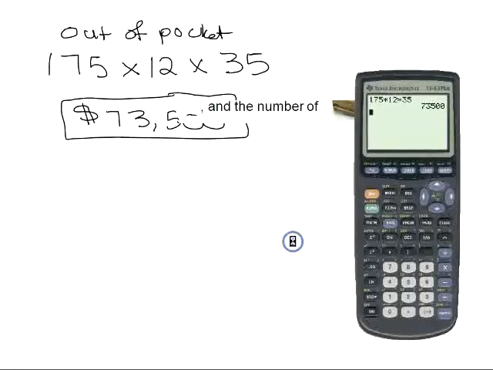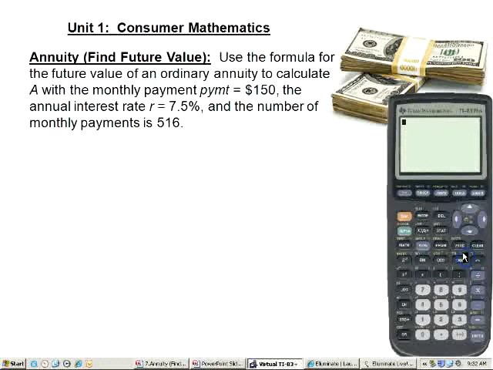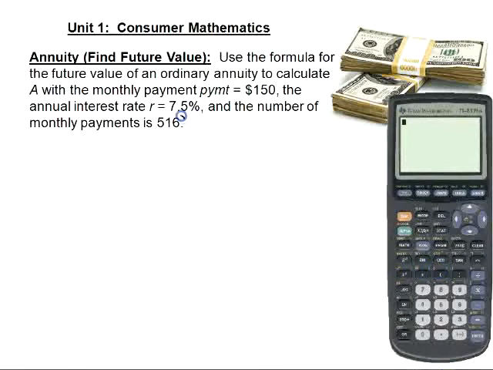Let's look at another example. Use the formula for the future value of an ordinary annuity to calculate A, the future value, if we have monthly payments of $150, the annual rate is 7.5%, and the number of monthly payments is 516. So this time we're not told how many years a person's making monthly payments. We're told the total number of payments.